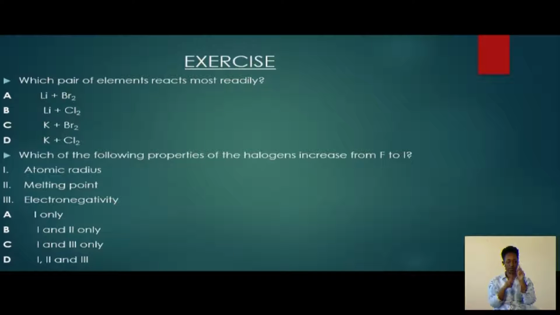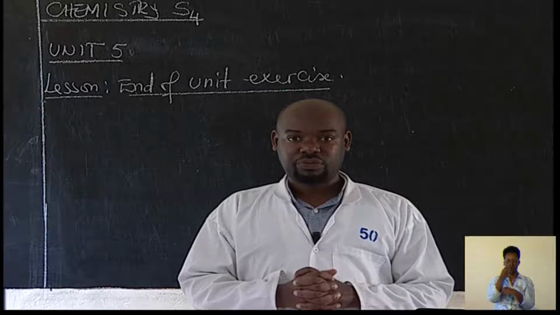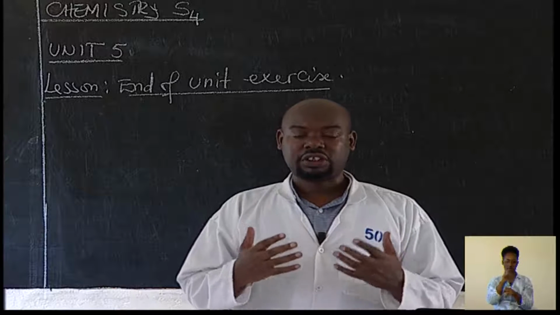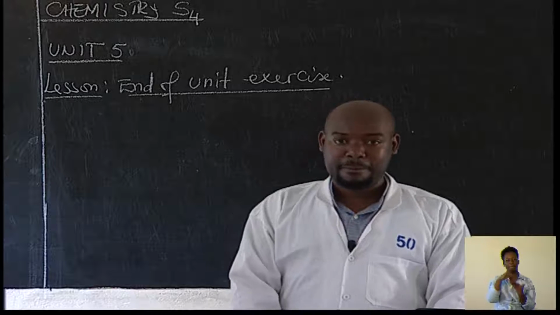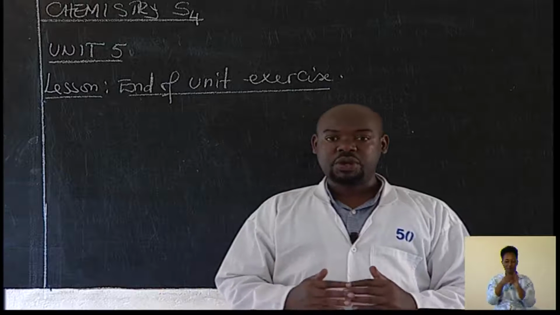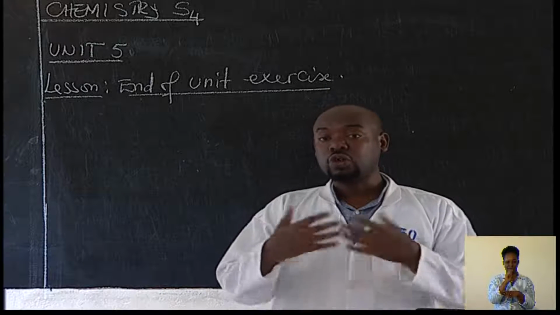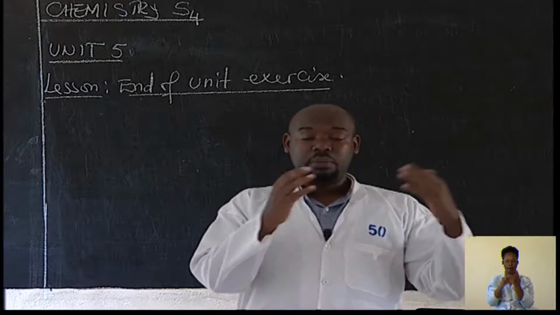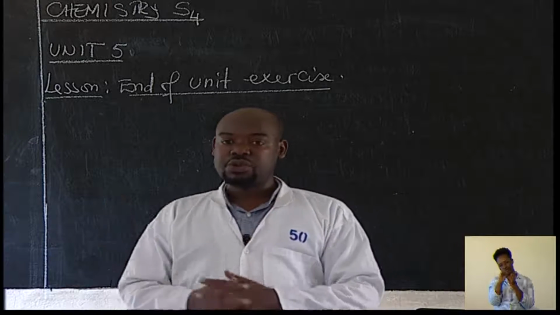Which pair of elements reacts most readily? We have A, lithium plus bromine, B, lithium plus chlorine, C, potassium plus bromine, and D, potassium plus chlorine. So which of the pairs do you think will react most readily? Will be more vigorous, or the most vigorous, when reacting? Remember how reactivity varies in the periodic table. And you should also remember how metals react and non-metals react.